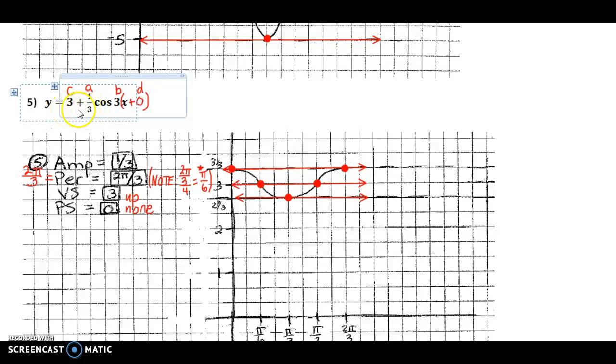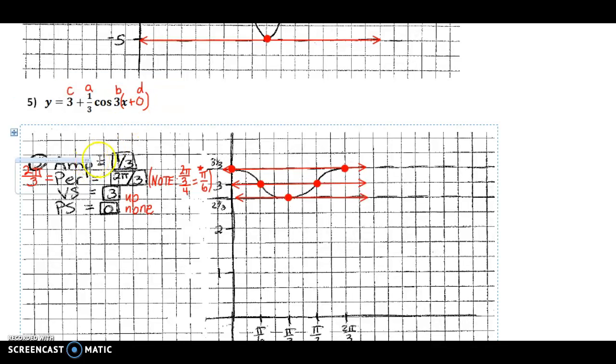A is positive 1/3, so again it's positive, no reflection over the midline. Cosine of 3x looked kind of weird, but really that 3, if you factor it out, is your b value, and then there is nothing inside next to the x, which is why d is 0, so there is no phase shift. Based on that, I got my amplitude of 1/3.